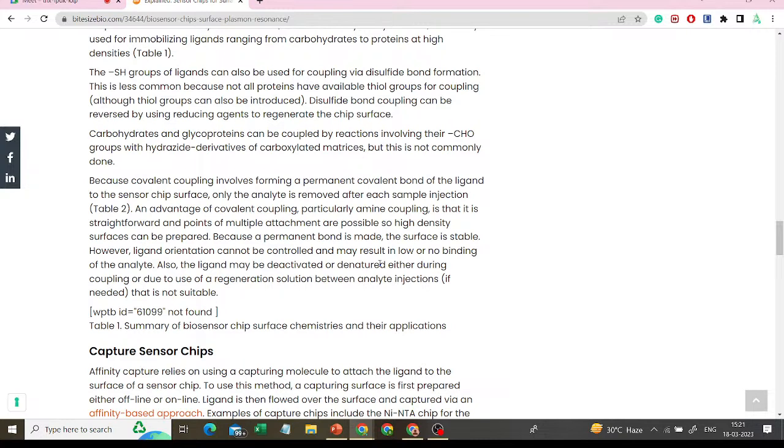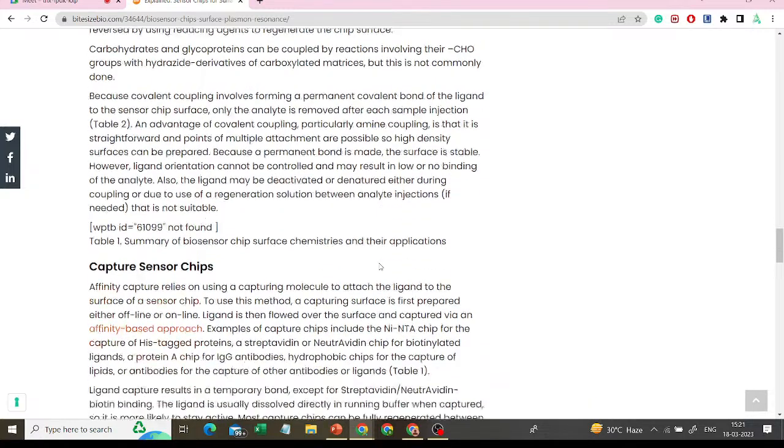Because a permanent bond is made and the surface is stable, our ligand orientation cannot be controlled and may result in a low or no binding of the analyte. So the ligand may be deactivated or denatured either in coupling or in the regeneration solution. Then there are capture sensor chips.